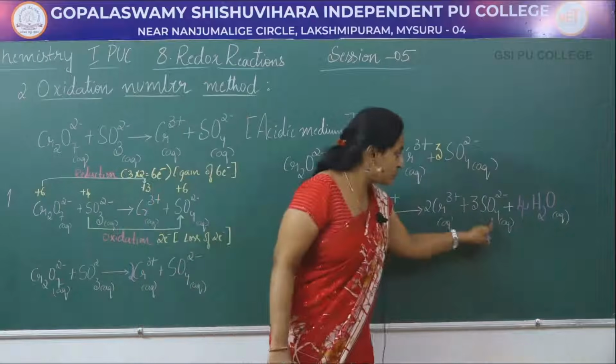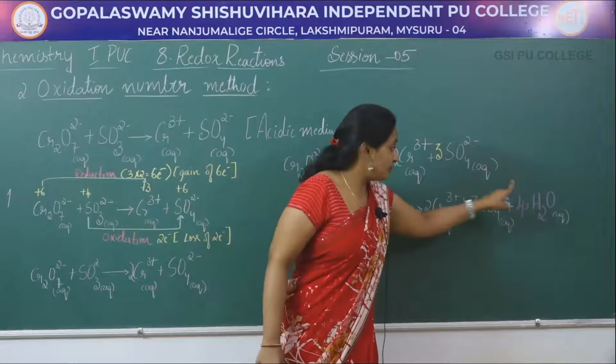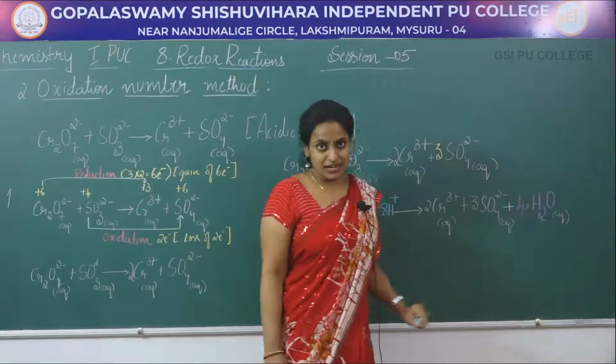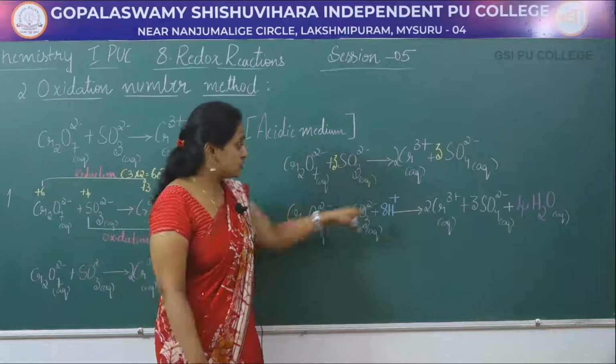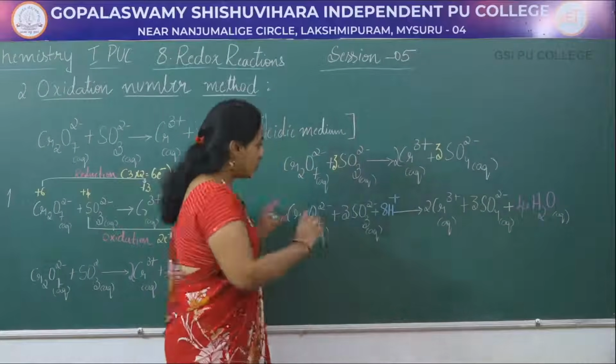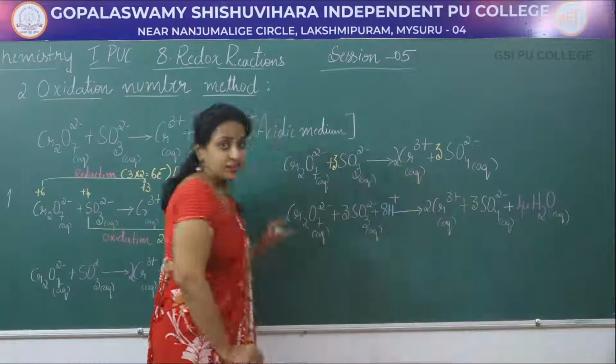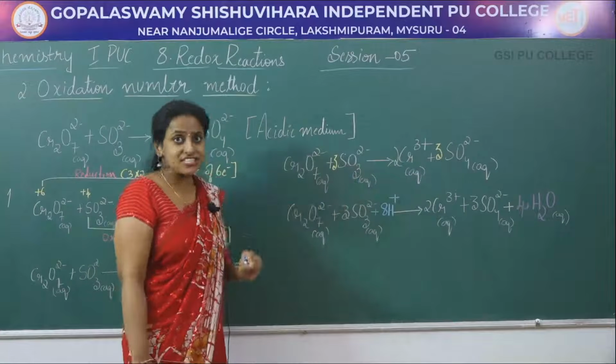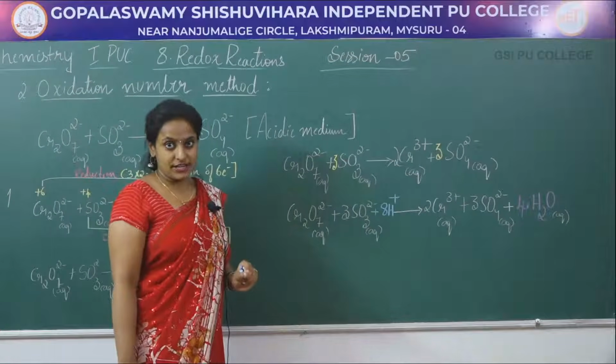You can observe here also, 3 4s are 12, 12 plus 4, 16 oxygen atoms are there. Next come to the hydrogen, 8 hydrogen, here also 8 hydrogen atoms are there. Therefore, the final equation of the reaction is a balanced redox reaction.